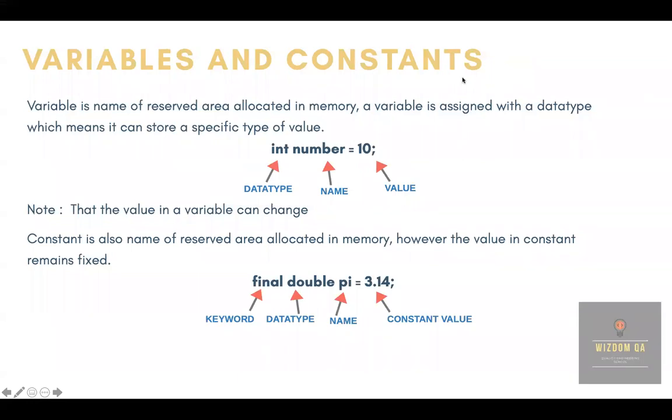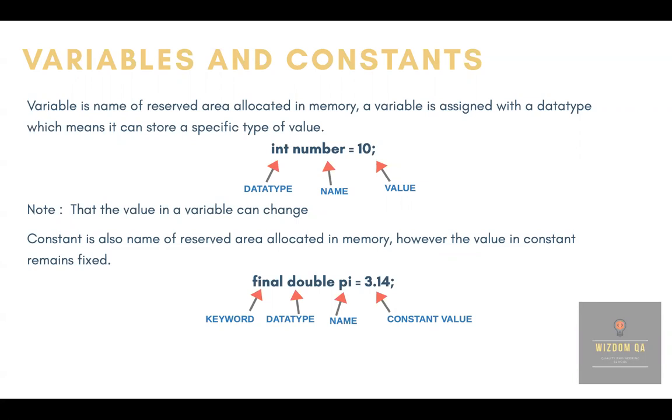So a variable is the name of a reserved area allocated in the memory. What memory? I'm talking about RAM. Every system has a RAM, random access memory. Inside that memory, we are creating a reserved space for a variable, and that variable is created in order to hold some value. A variable is assigned a data type, which means it can store a specific type of value.